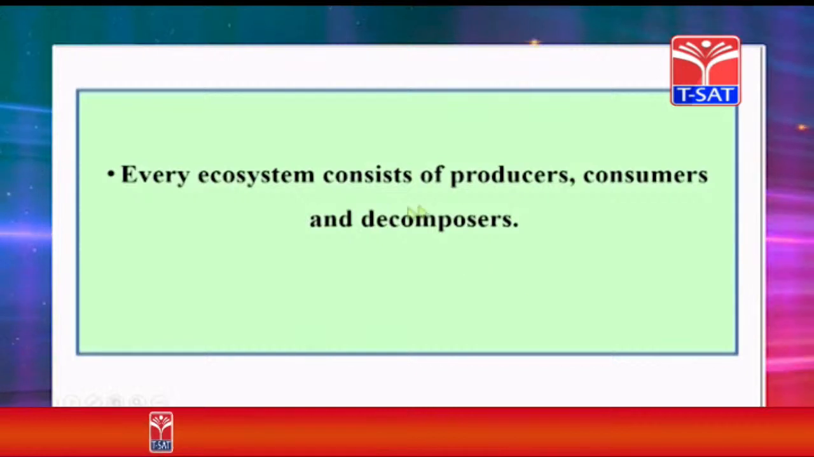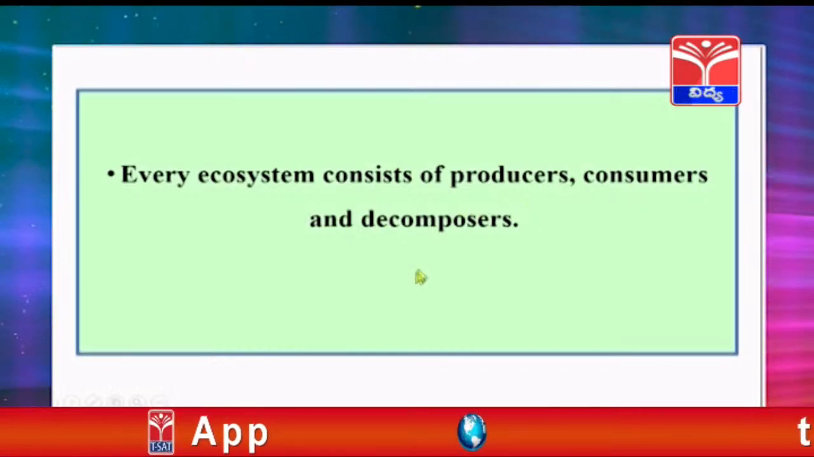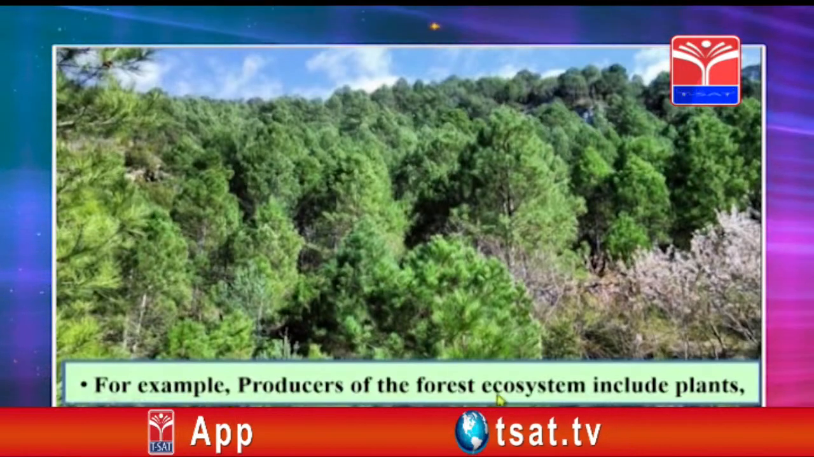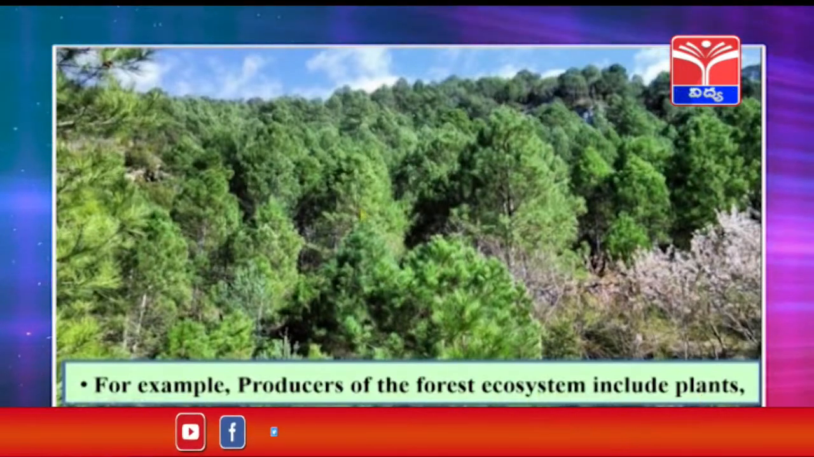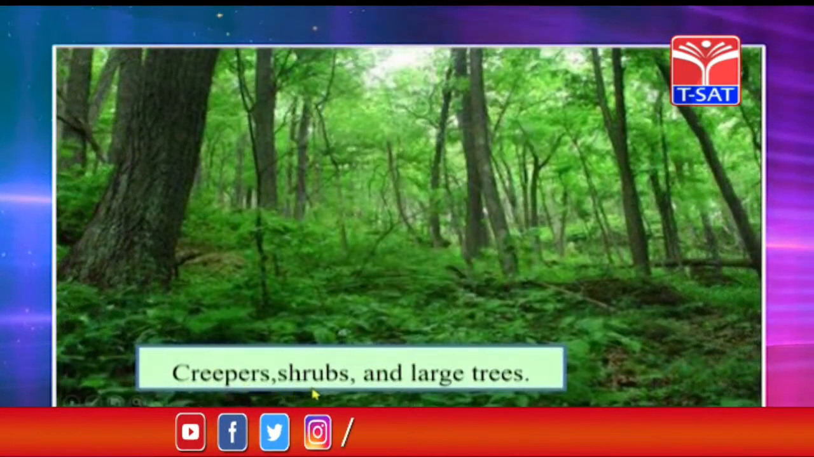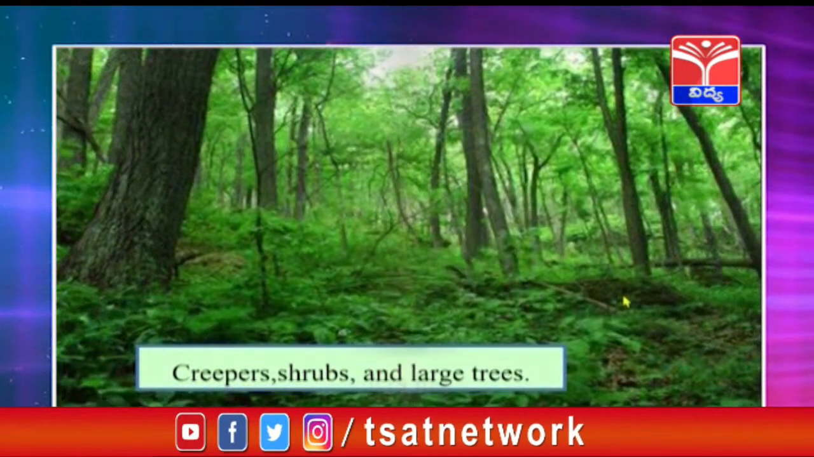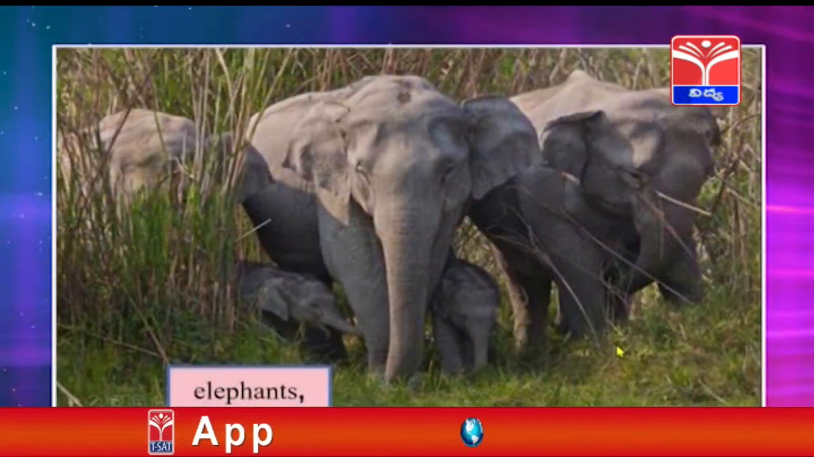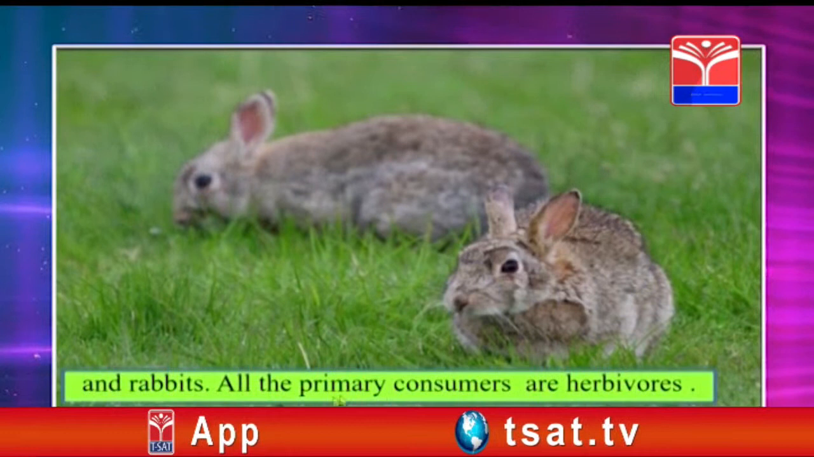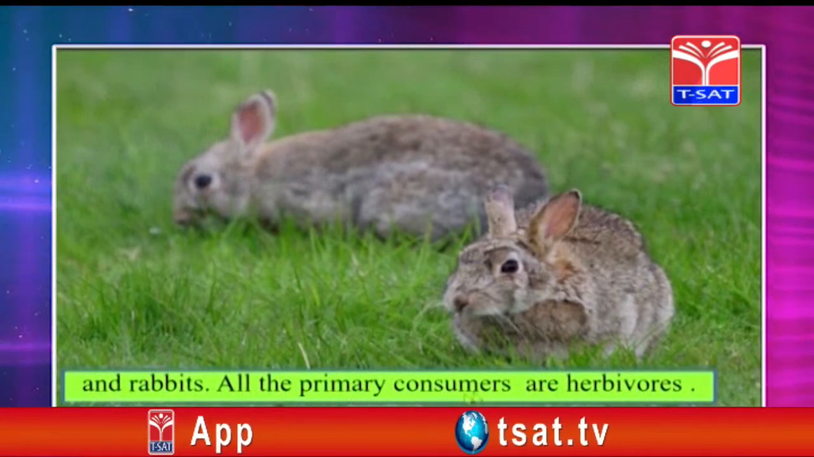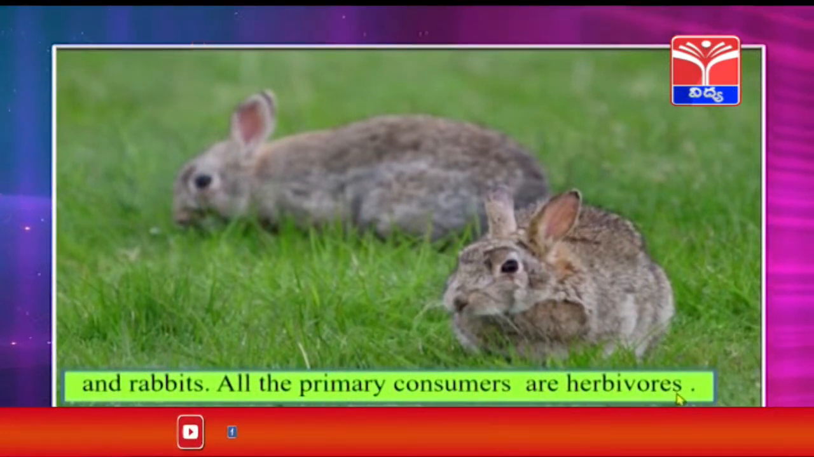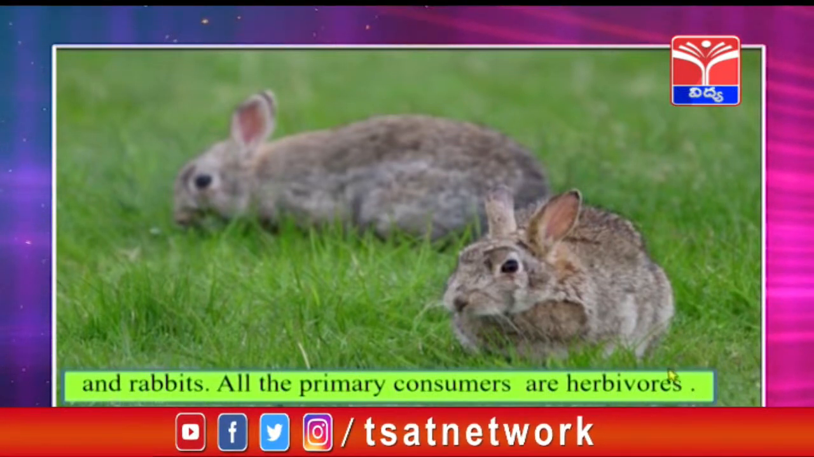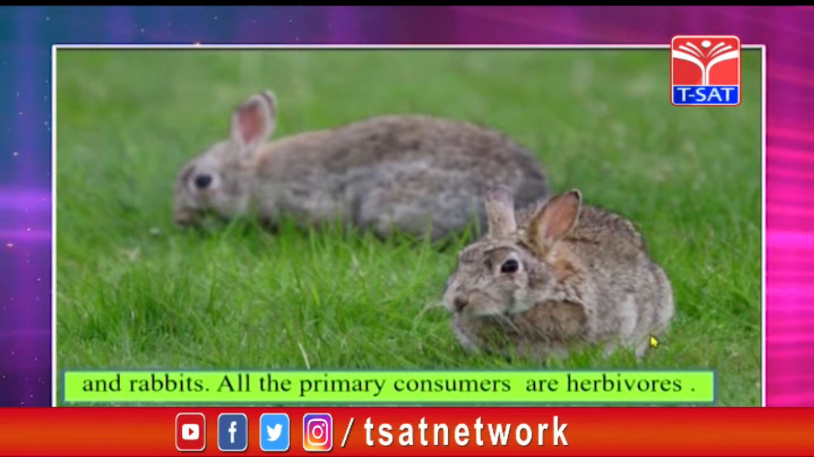Every ecosystem consists of producers, consumers and decomposers. For example, producers of the forest ecosystem include plants, creepers, shrubs and large trees. Primary consumers include deer, elephants and rabbits. All the primary consumers are herbivores, that means they directly obtain their food requirements from the plants. So they are called herbivores.